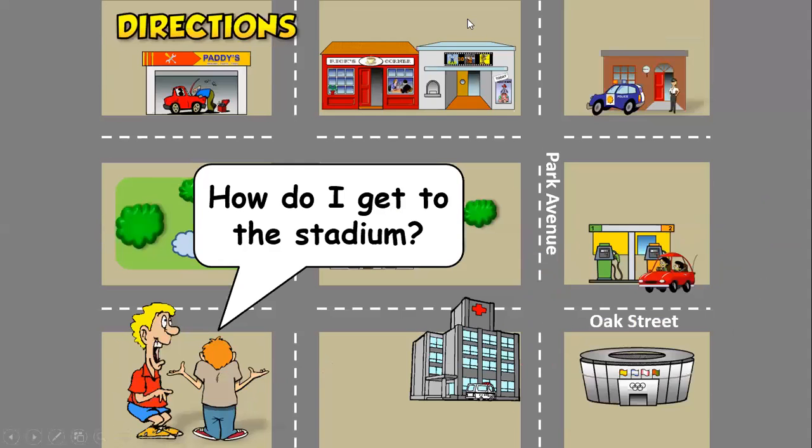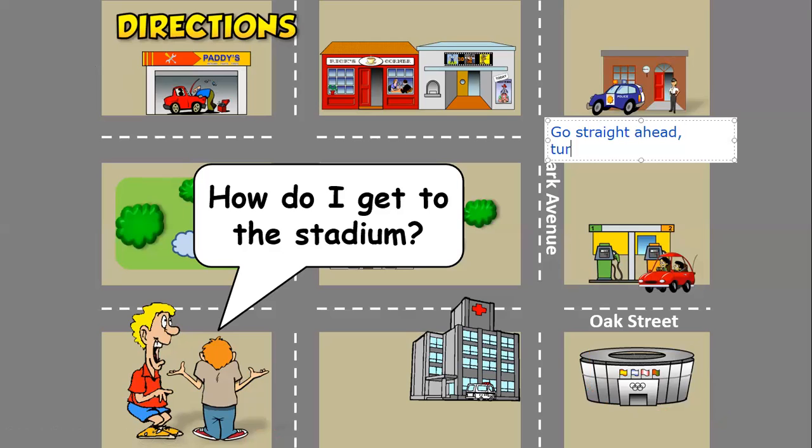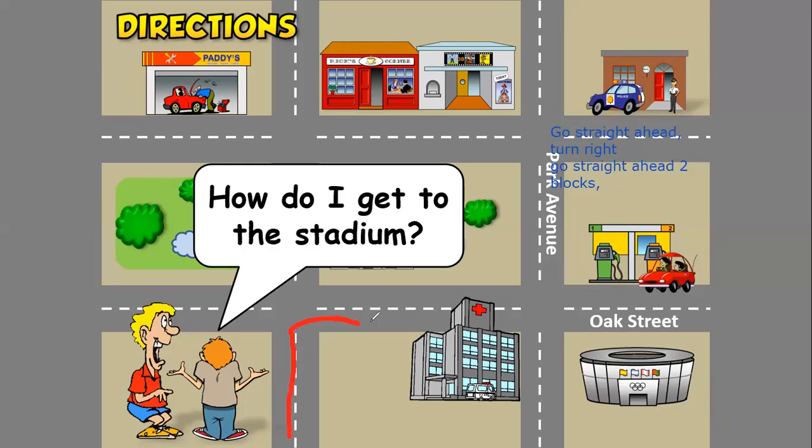Okay, how do I get to the stadium? Okay, recuerden que siempre estamos por acá. Estamos acá. Vamos a llegar acá. Okay, so, what will be the direction? Go straight ahead. Okay, go straight ahead. Turn right. Okay, turn right. Two blocks. Go straight ahead. Two blocks. Uh-huh. And the stadium está on. Pero para, me llevo por acá. Go straight ahead. Me dijo turn right. Después de two blocks. Pero me llevo hasta acá, mister.